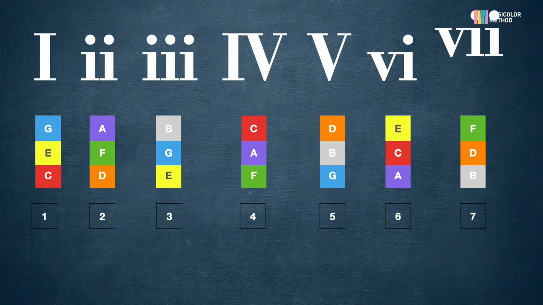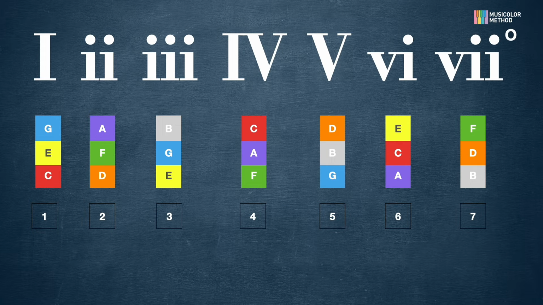Now the 7 chord has something a little bit strange added. There's a little circle there.